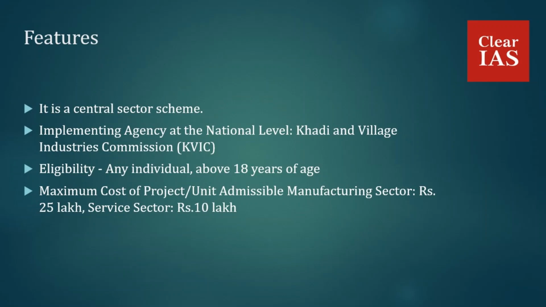And the government subsidy in rural areas is 25% for general category and 35% for special category, which includes SC/ST, OBC, minorities, northeastern region, and hill and border areas. So that is the government subsidy limit. And in urban areas it is 15% for general category and 25% for special category.